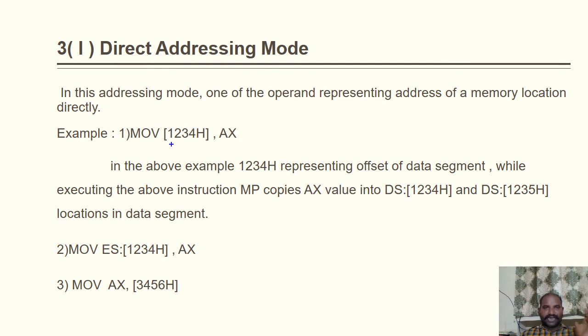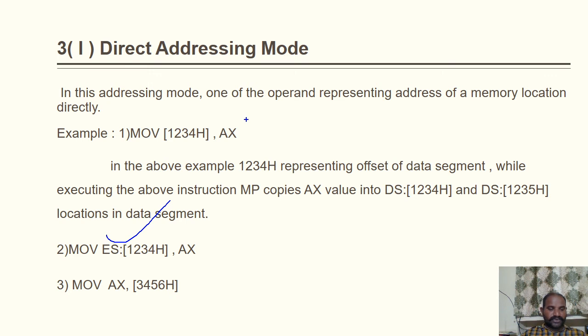But suppose I am not interested in that; I would like to use this offset address in the extra segment, not in the data segment. For that, whoever writes the program is supposed to explicitly mention the 20-bit physical address format. So here I take the base address from the extra segment register, and the offset address is 1234H.